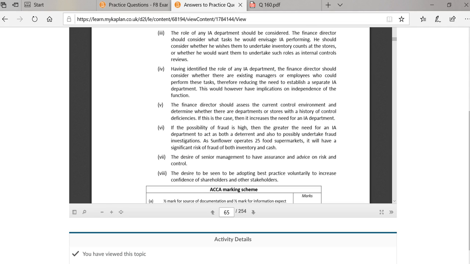Current situation and fraud. And how much do the senior managers want assurance on this? So a range of very good answers. So I thought this was a good question. Well done. We'll move on to the next question.